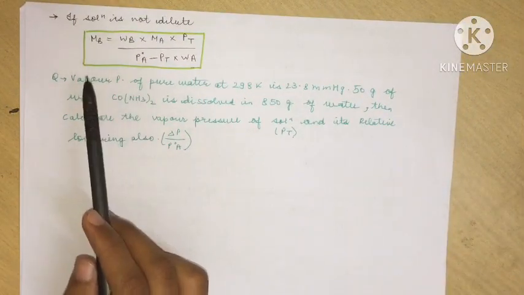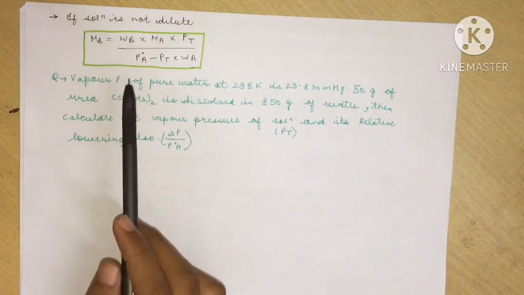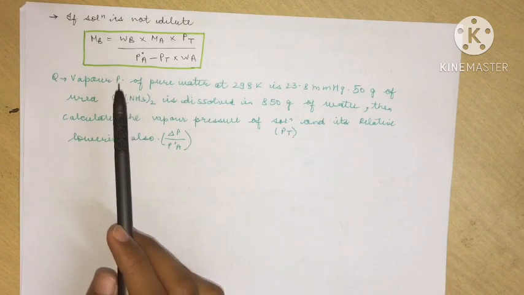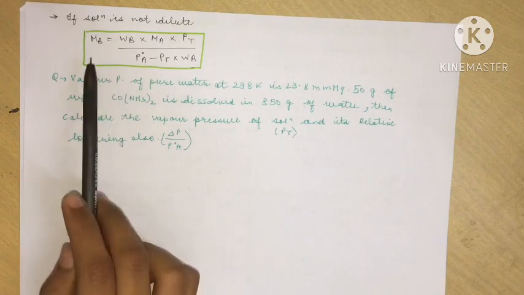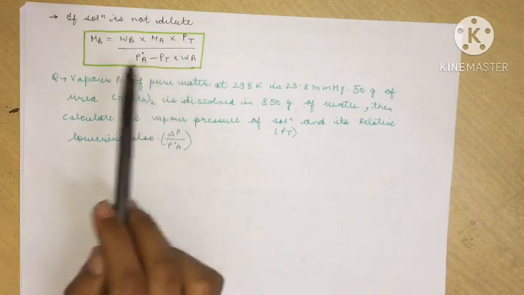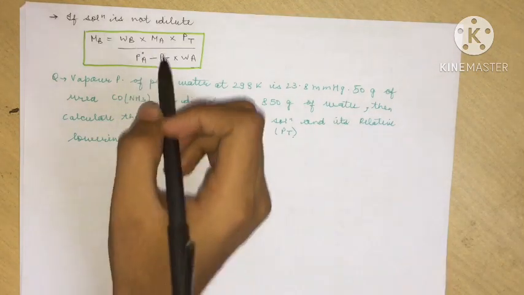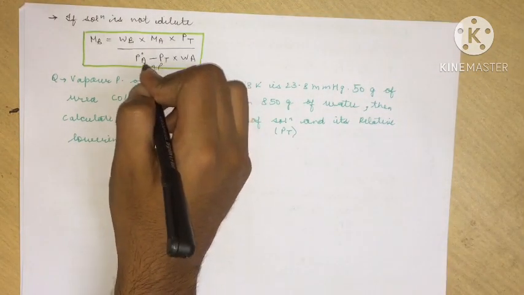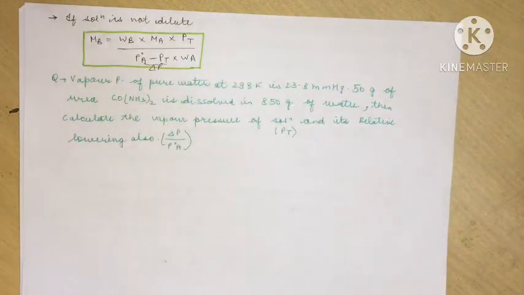There is another also, where we have when the solution is not dilute. You can learn this. If the solution is not dilute, we will not neglect that Nb, and then when we solve it we get Mb equal to Wb into Ma into P total upon P naught A minus P total, this is delta P, into Wa. This is our second formula. Now let us see one question.